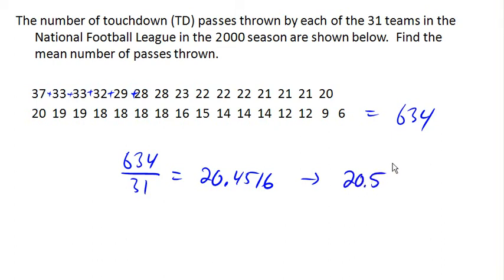It's common to round means to 1 decimal place more than the data originally had. So it would be most correct here for us to say the mean number of touchdown passes thrown in the NFL in the 2000 season was 20.5 passes. But it's certainly not uncommon to hear the word average used in place of mean, at least in common language.